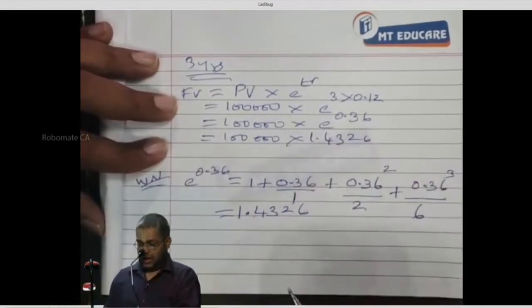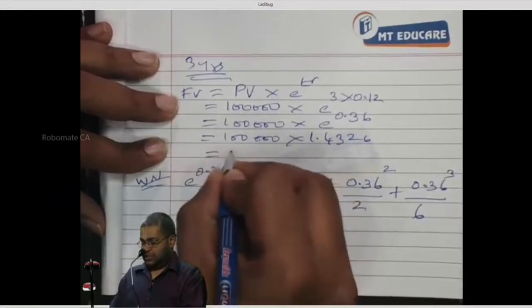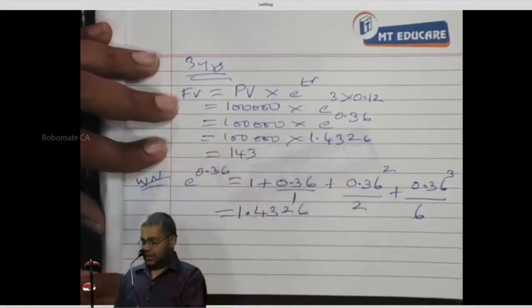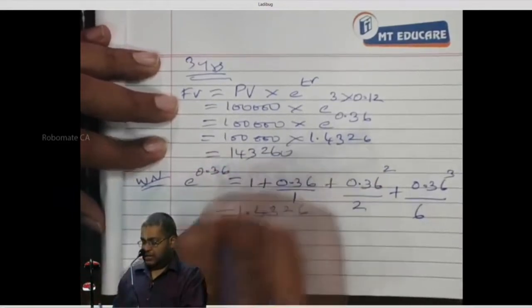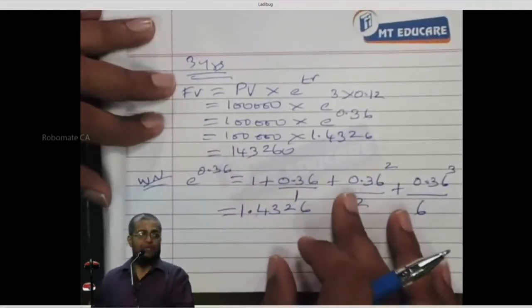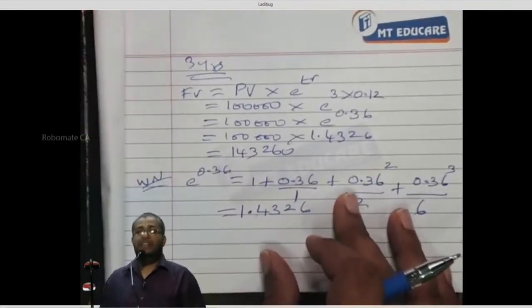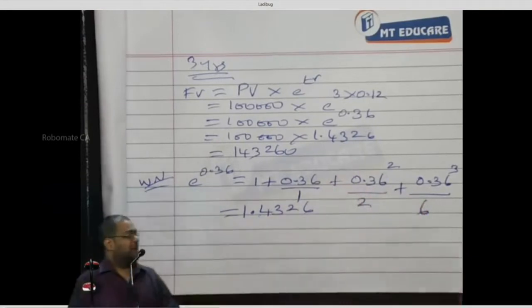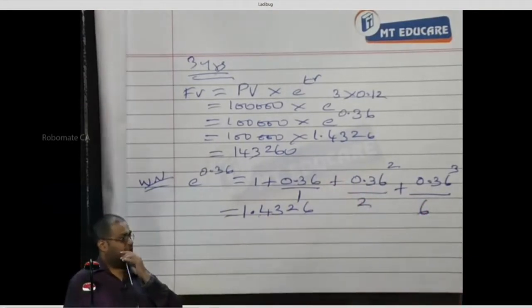1 lakh into 1.4326 is equal to how much here? 1,43,260. This is the maturity value of 1 lakh after 3 years, if the money is continuously compounded. I want everybody to respond. Are you following or not?